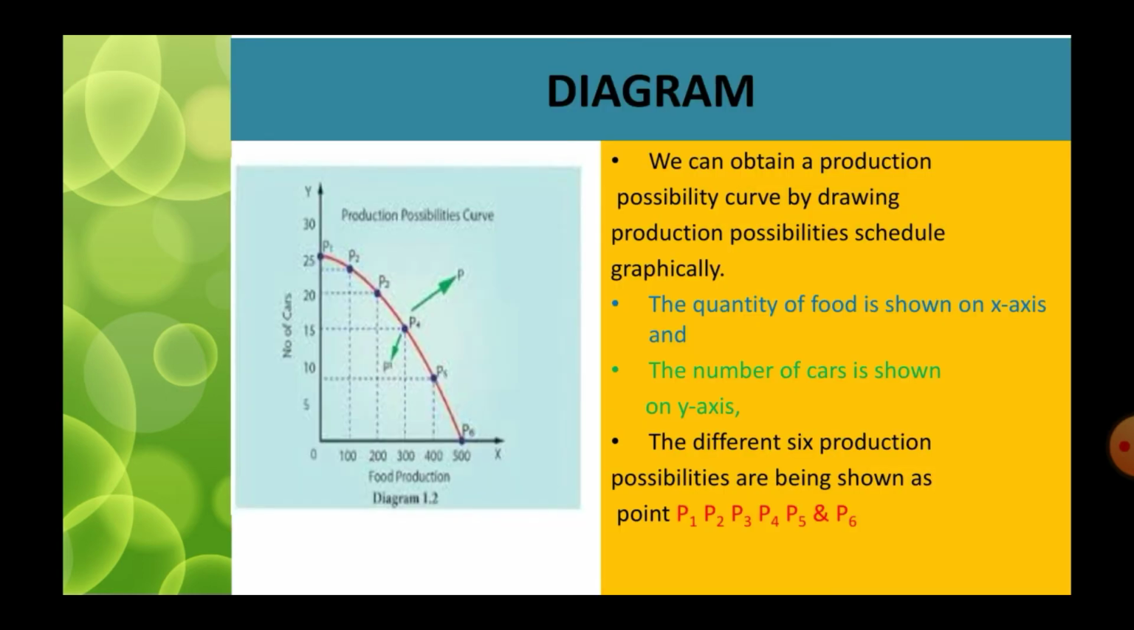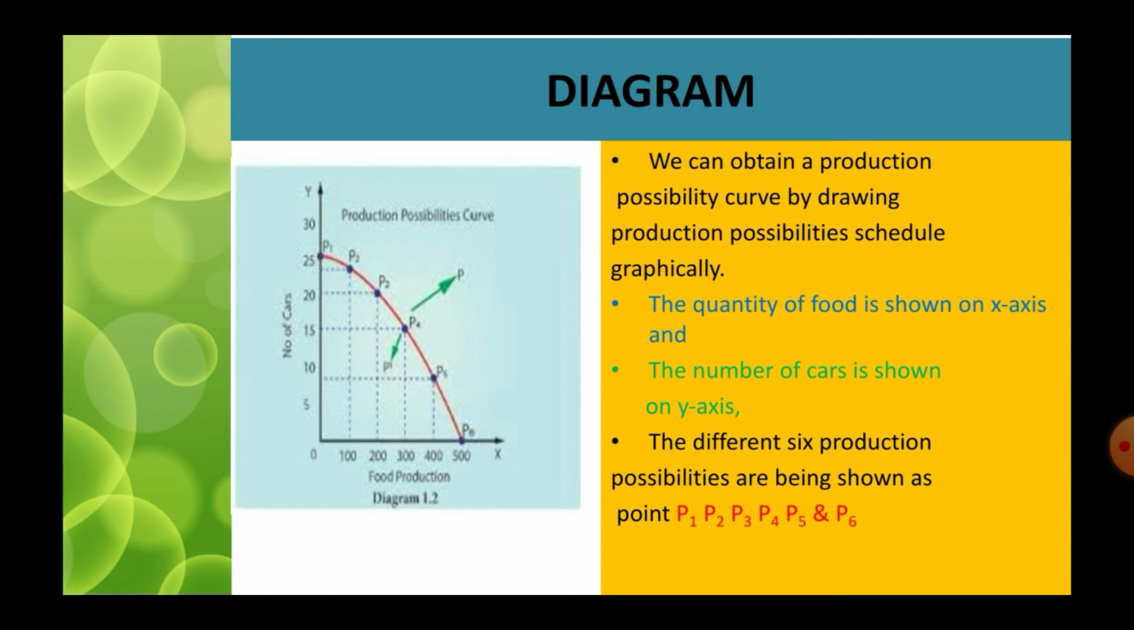So I can plot this into a diagram. We can obtain a production possibility curve by drawing the production possibility schedule graphically. On the x-axis, there is the quantity of food, and on the y-axis, the number of cars is shown. The curve shows six different production possibilities, say P1, P2, P3, P4, P5 and P6.